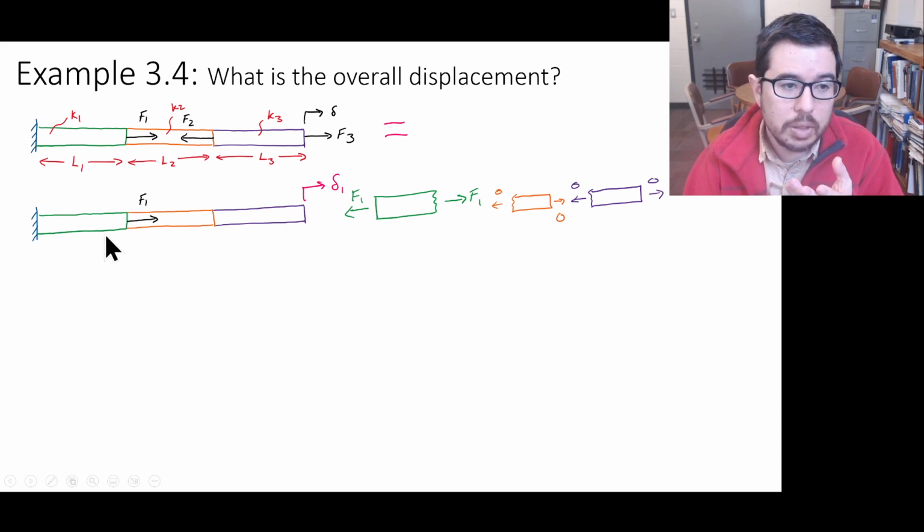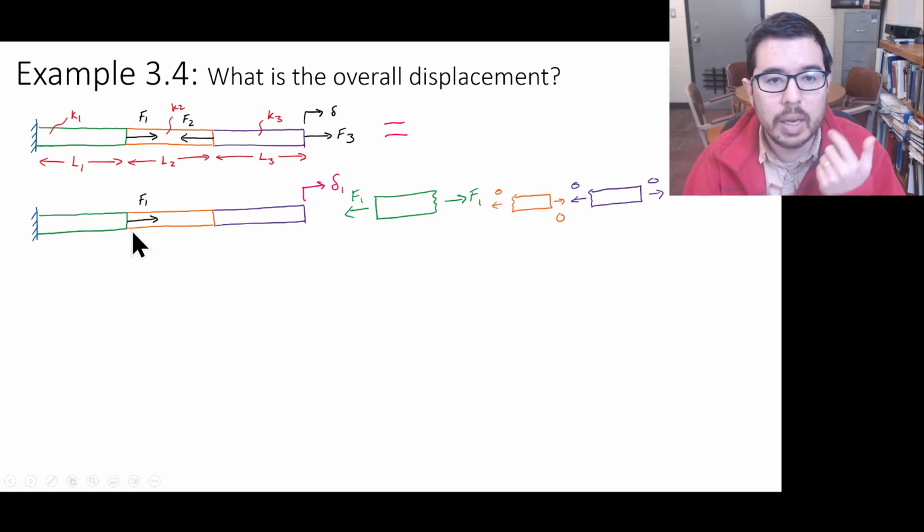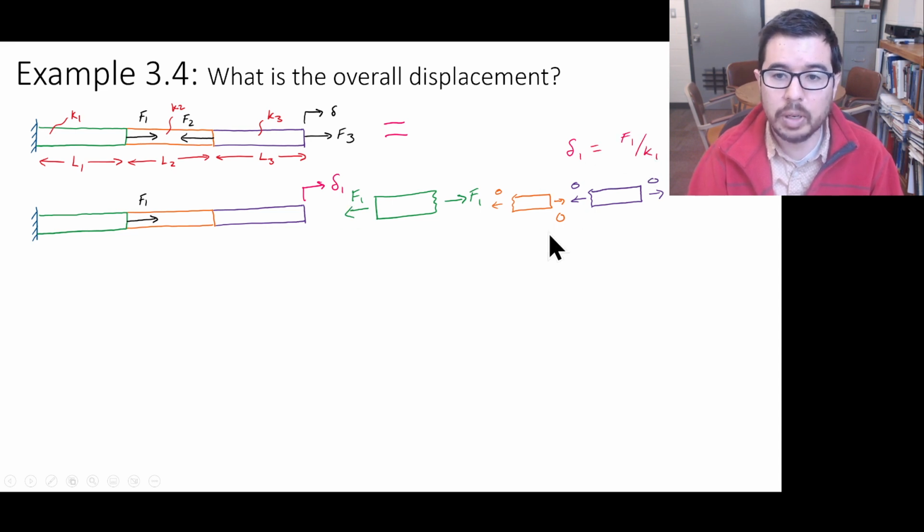And so what we need to do is figure out what is the stretch, right? What's the extension of that left member of this system to figure out what is delta 1. And F equals K delta. So delta 1 is just going to be F1 over K1.